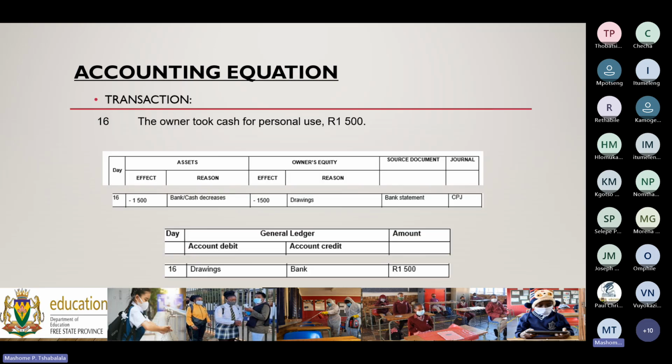Now, the next transaction: the owner took cash for personal use. Remember, learners, in all transactions of the CRJ and the CPJ, the bank is affected. Then the two accounts that will be affected are the bank and the drawings. Which one will be debited? In this case, drawings will be debited and bank will be credited. Then the amount is 1,500.